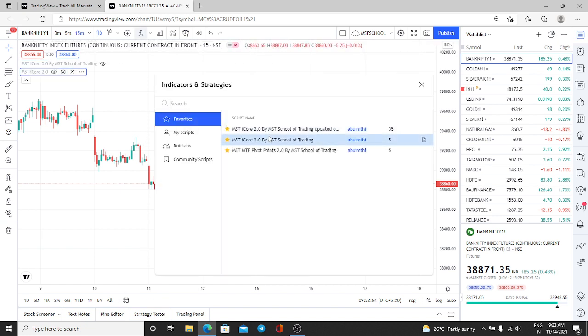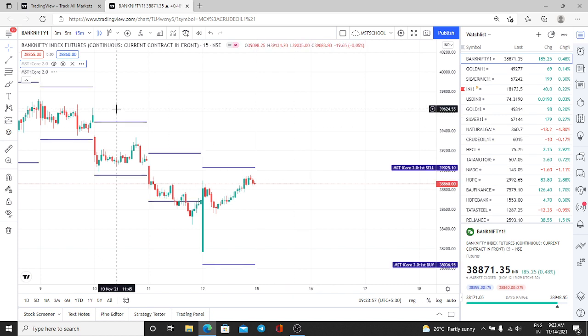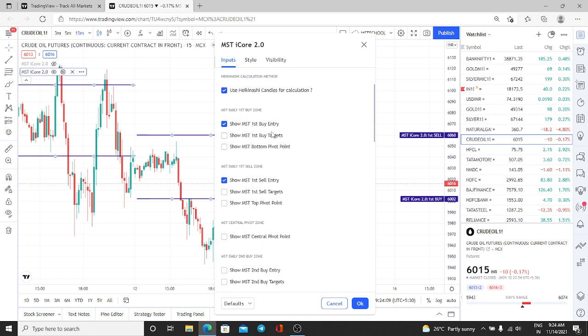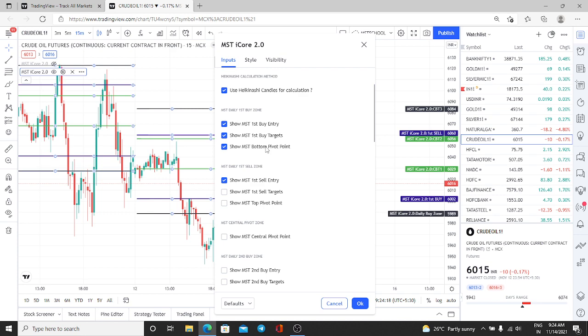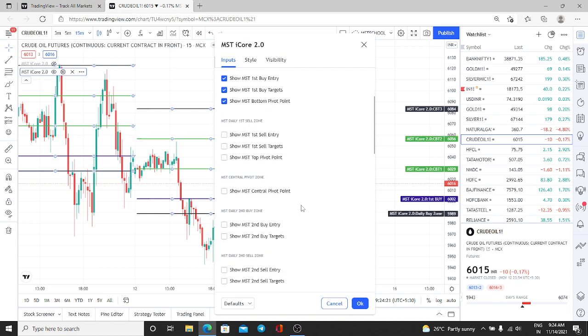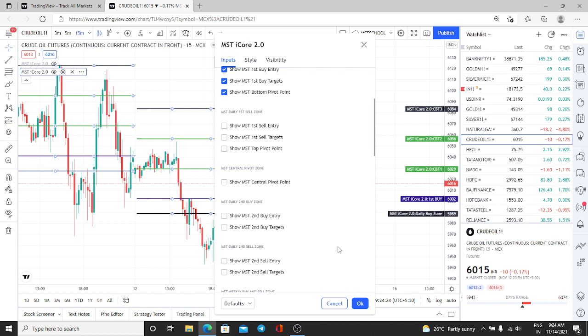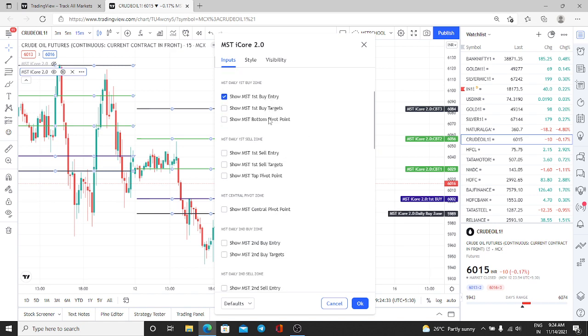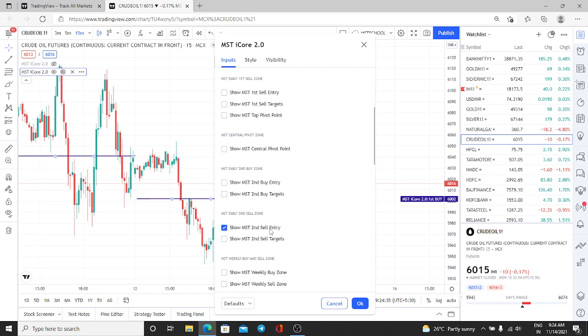Now how will 3.0 look? See here, 3.0 will look the same, but Heikin Ashi will be the default calculation method. First buy targets will be there, and the bottom pivot and top pivot will be there. The bottom point is nothing but your buy zone, the daily buy zone. If the first buy SL is hit, then we have to go for the second sell.